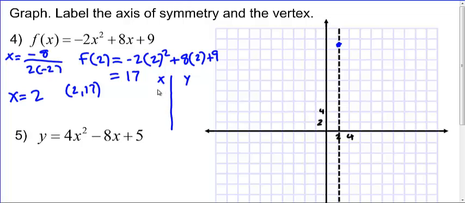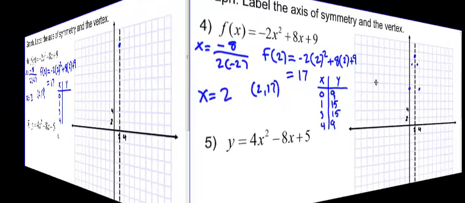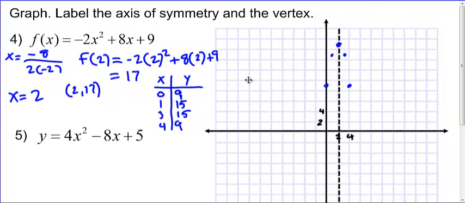And I'm looking at values that are near 2. So what I'm going to do is 0, 1, 3, and 4. We're going to evaluate each of those 4. As you can see here, I've skipped ahead just a bit by evaluating these 4 points, and now I can connect them on the graph, and we should get a parabola that looks something like this.